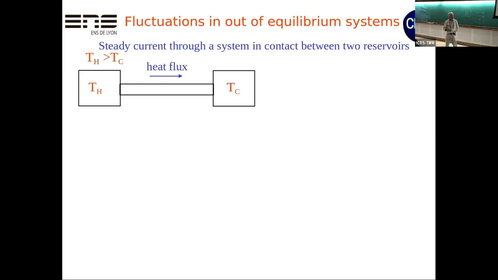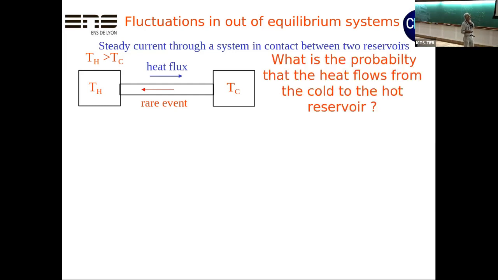But the second principle doesn't tell anything about fluctuations. There is no statement in the second principle on fluctuations. And I can imagine that in a small system where fluctuations play an important role, I might have rare events in which the heat flow goes in the wrong direction. So it's interesting to ask what is the probability that the heat flows from the cold to the hot reservoir? Of course, on average, the mean has to be in the right direction, but in principle I might have events in which the heat goes in the wrong one.